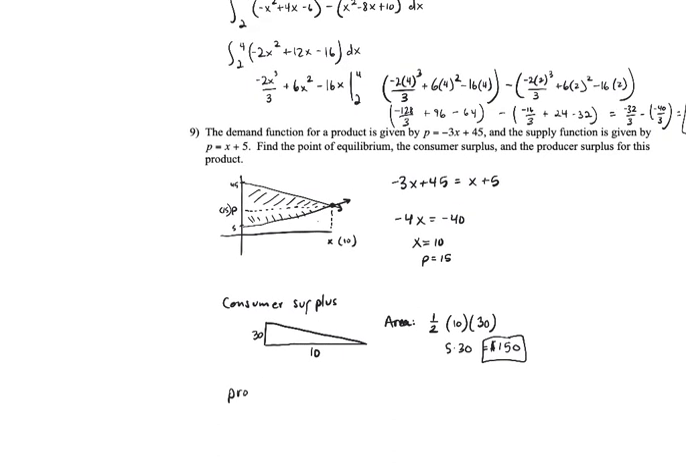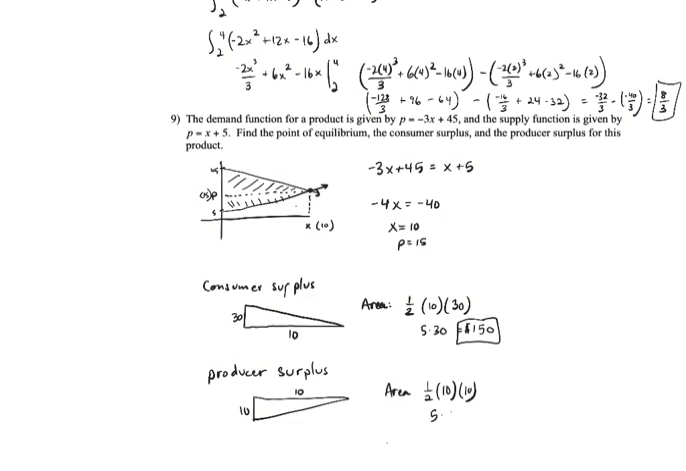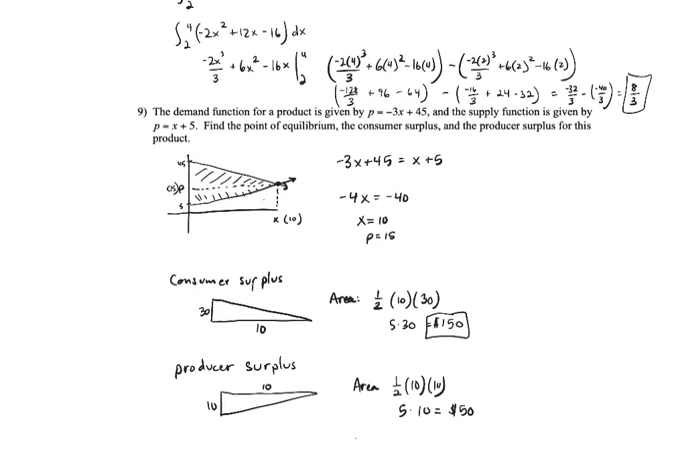For producer surplus, we have a triangle that looks like this. So that's 10, this length from here to here, and then the difference from 15 and 5 is also 10. So then the area would be 1/2 times 10 times 10, so that's 5 times 10, which is $50. And then here we have equilibrium.